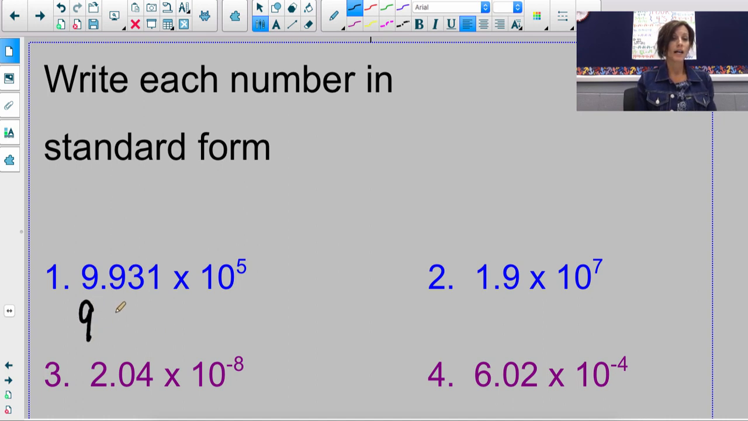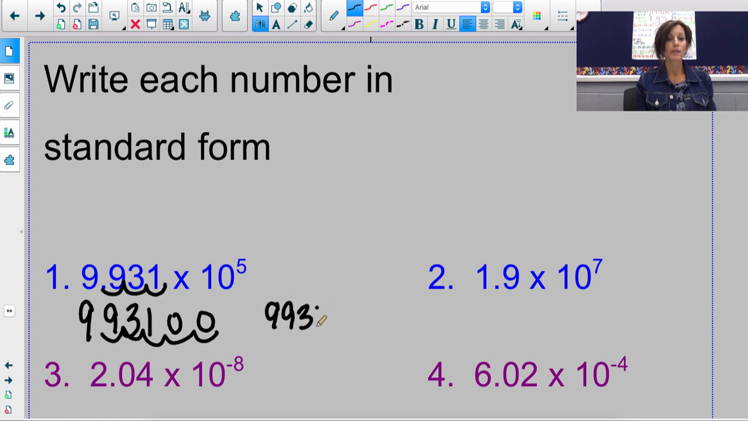So we've got 9.931. Our power of positive 5 says we're moving 5 to the right. 1, 2, 3. We need to move 1, 2, 3 and add 2 zeros. We then rewrite it and add our commas, which leaves us at 993,100. Oh boy, it looks like I got to add a lot of zeros.